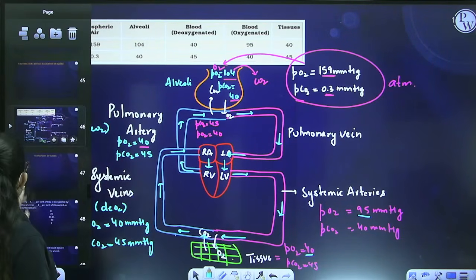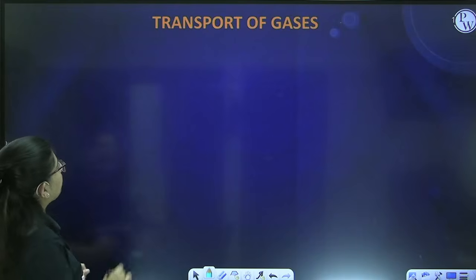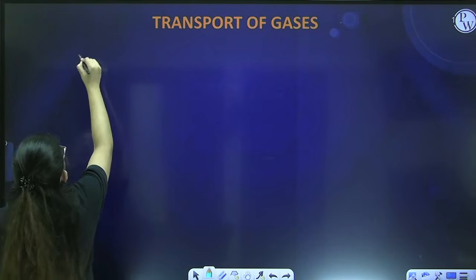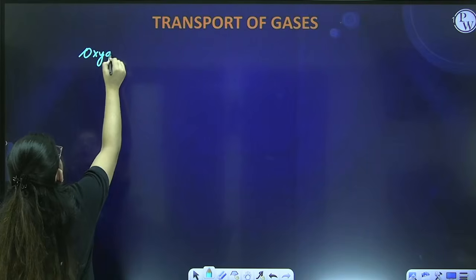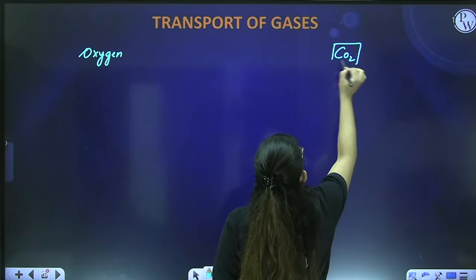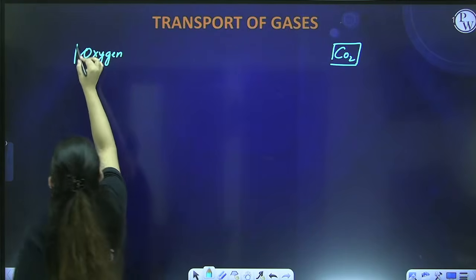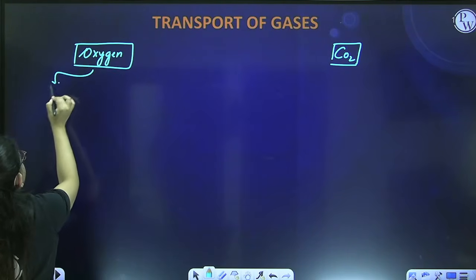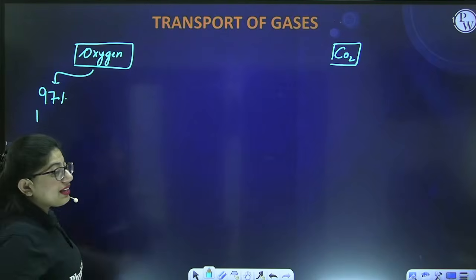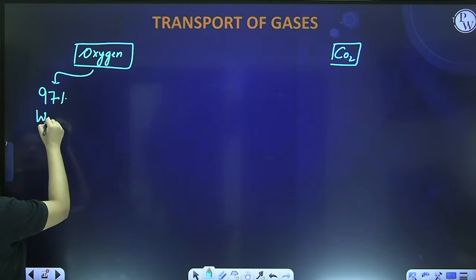Okay, so for that you need to understand the two important gases. One is the oxygen, and second is your CO2. So if I talk about how they get transported, oxygen, 97% of oxygen is getting transported with hemoglobin.